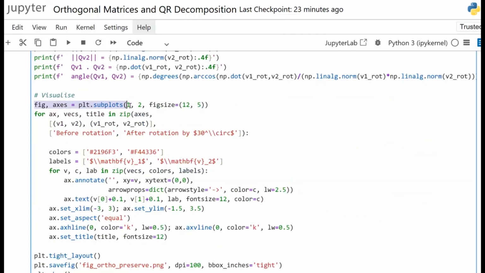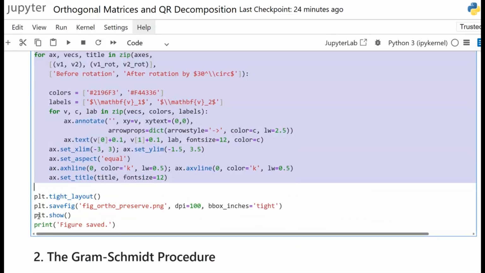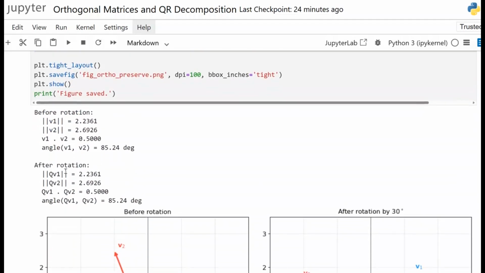So here we have the visualization. We are going to have two axes with a subplot. Left is for original vectors and right is for rotated vectors. And this draws each vector as an arrow from the origin. So let me execute, and here we go with the output.